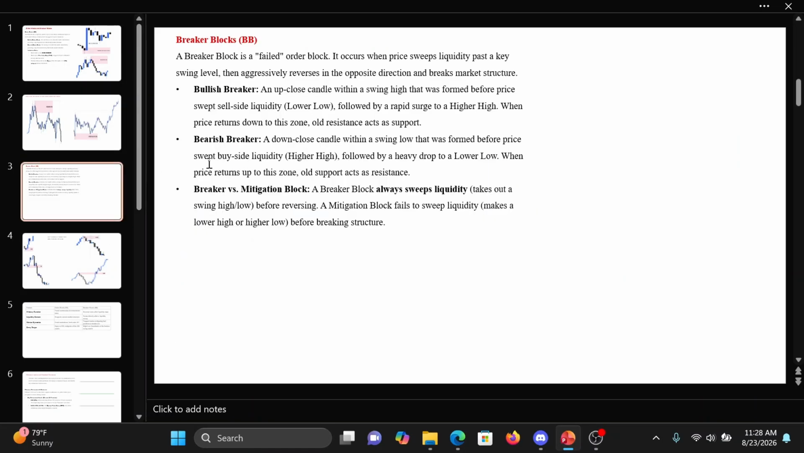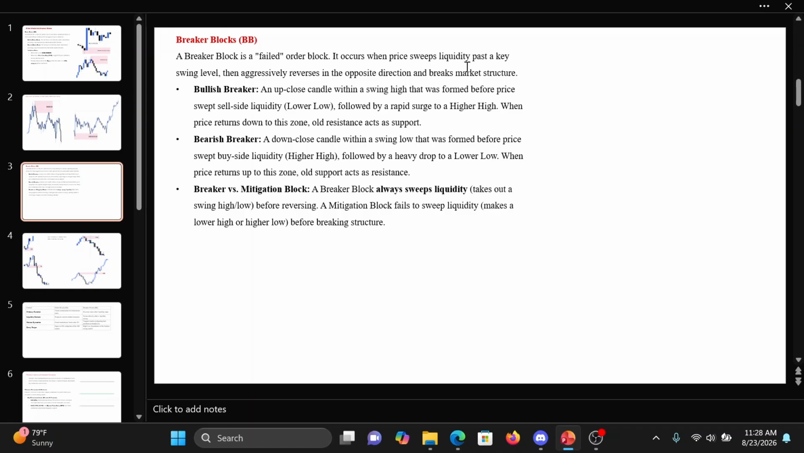All right. So let's look at a breaker block. If you remember from the lesson on fair value gap and inverted fair value gap, the same applies here. The invalidated order block becomes what we call the breaker block. I'm saying a breaker block is a failed order block.